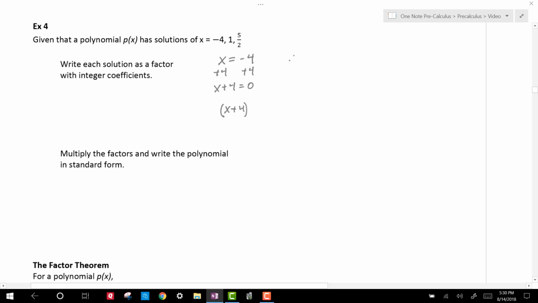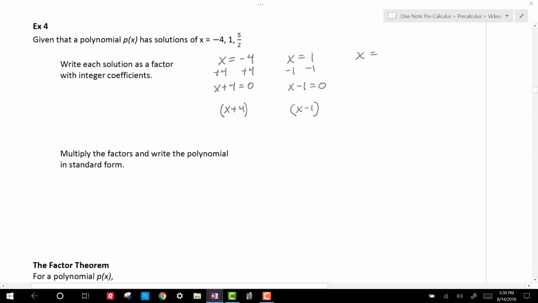My second one is x equals 1. Well, if we subtract 1 on both sides, we get x minus 1 equal to 0. There's my second factor, x minus 1. And my third one is x equals 5 halves.